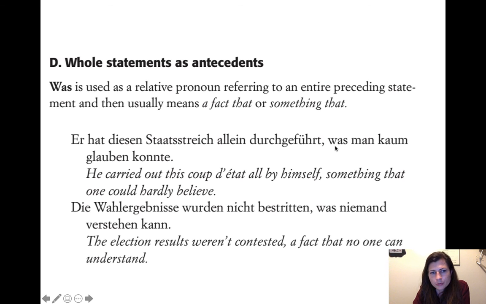That's what people couldn't believe. So that's why, in this case, something that is the best translation. Die Wahlergebnisse wurden nicht bestritten, was niemand verstehen kann. The election results weren't contested, a fact that no one can understand. So imagine if you just did it with what: the election results were not contested, what nobody could understand. It just refers to that whole previous statement. If you say what, then it doesn't really work in English, but you can sort of see how it just replaces that whole thing.